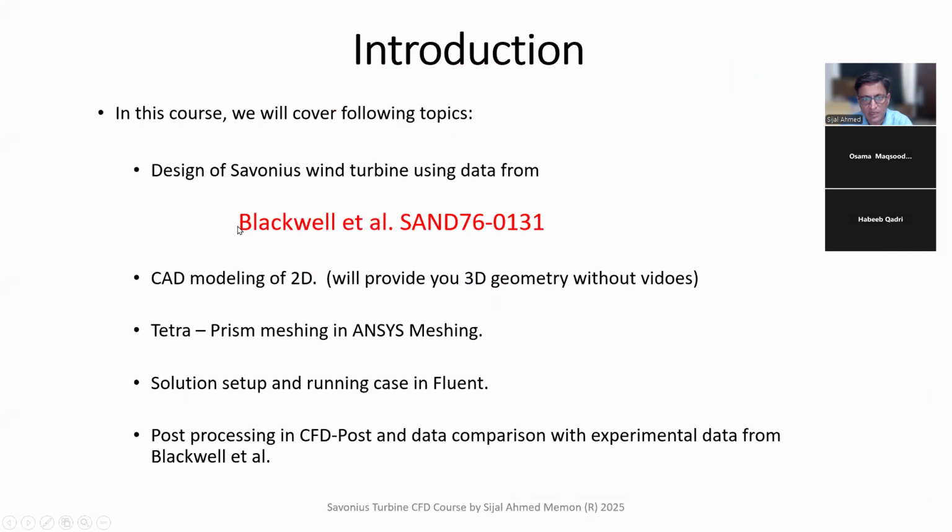for the Savonius wind turbine 2D case was exactly from this report from Sandia Laboratory. This is a US laboratory, like many laboratories, like NASA, and similar, for renewable energy. So Blackwell et al. was the first person who actually made the Savonius wind turbine. They had 3D blades, but we simulated in a two-dimensional way.